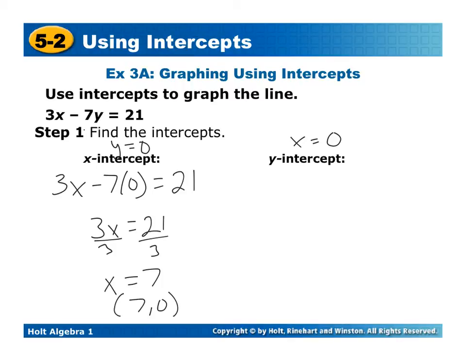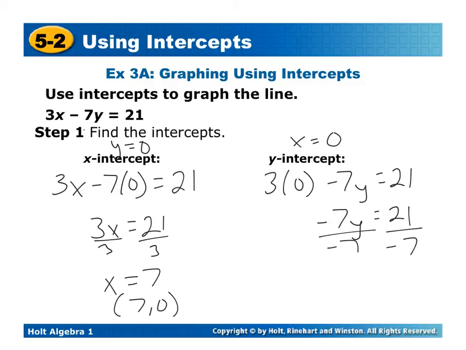Here my y-intercept is going to be 3 times 0 minus 7y equals 21. Negative 7y equals 21. Going to divide by negative 7, so y is going to equal negative 3. So our ordered pair is 0, negative 3.